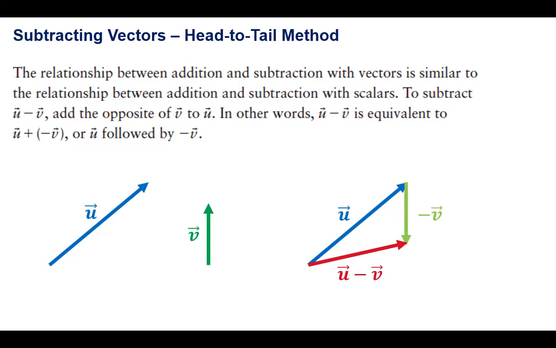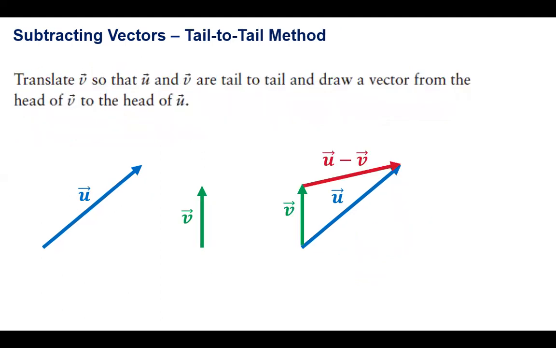Well, actually, if you like, you can also directly find u minus v using the tail-to-tail method. So in this method, you can translate vector v so that u and v are tail-to-tail, and draw a vector from the head of v to the head of u, such that you find vector u minus vector v.